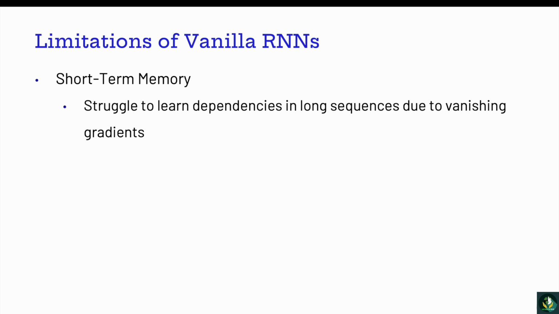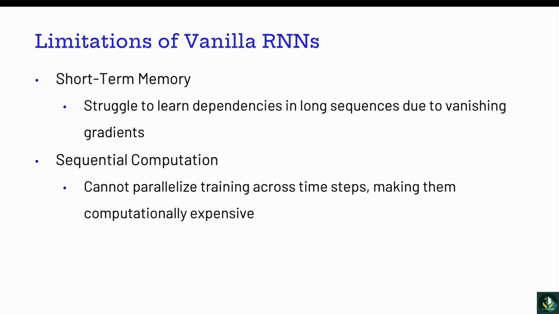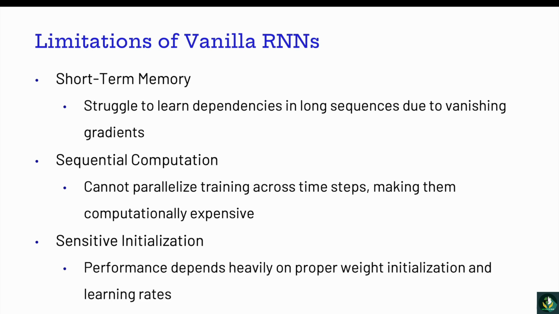Next, let's talk about limitations of vanilla RNNs. First is the short-term memory: they struggle to learn dependencies in long sequences due to vanishing gradients. Second is sequential computation. It cannot parallelize training across time steps, making them computationally expensive. And third is sensitive initialization. The performance depends heavily on proper weight initialization and learning rates.